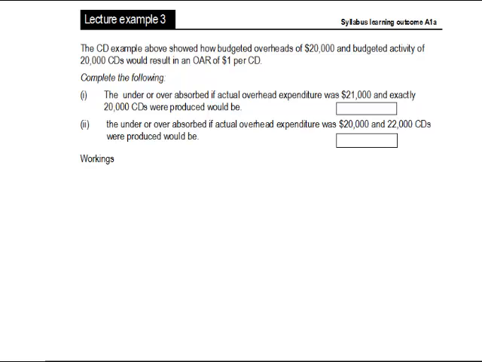So let's have a look to see how this is going to work with our CD example. If you remember, the budgeted overheads in our CD example was $20,000. If we made 20,000 CDs, then the overhead absorption rate is $1 per CD. So that is our predetermined rate. We're going to complete the following to see what would happen in two different circumstances. The first one is where the overhead expenditure turns out to be slightly higher, $21,000, but we still produce 20,000 CDs. In other words, we've got the top part of the formula wrong, but the bottom part's still okay.